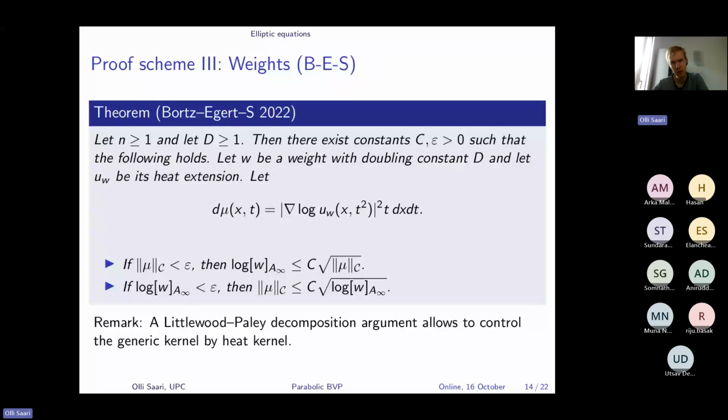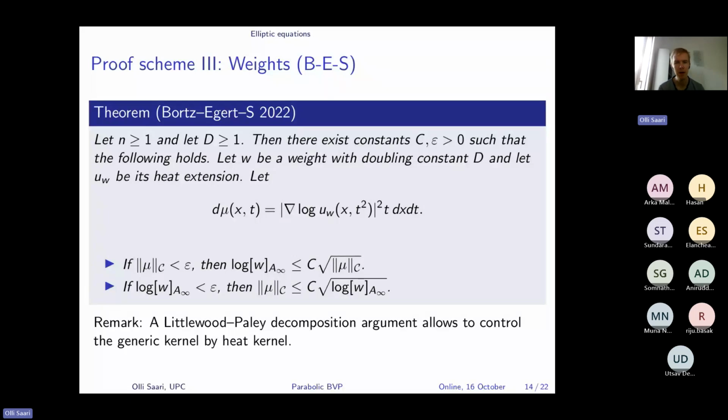And this can also, in a way, be reversed. But please note, this is not a comparability result. It just says that whichever control we try to do, we lose a square root. So we cannot really say that something is comparable to something. We can just say that any of the quantities is controlled by the square root of the other one. Okay, and this result has nothing to do with PDEs.